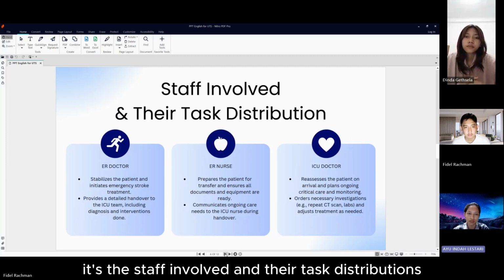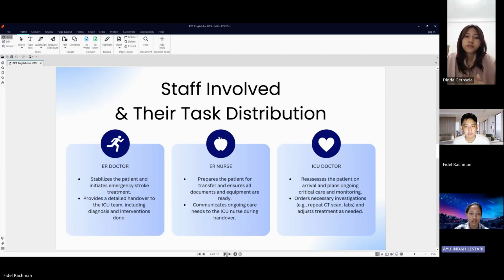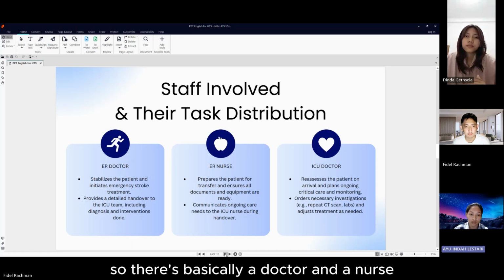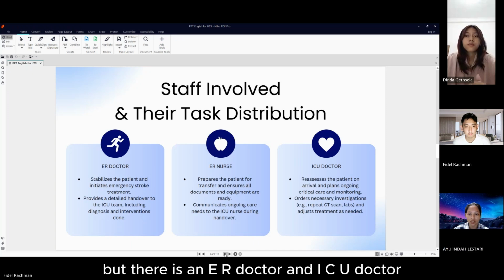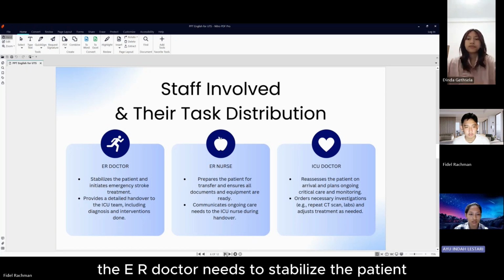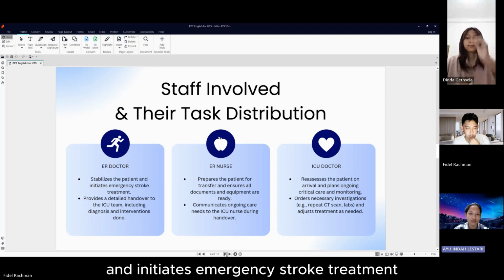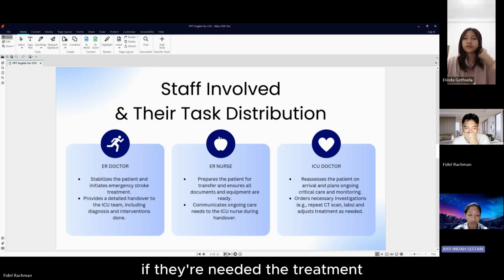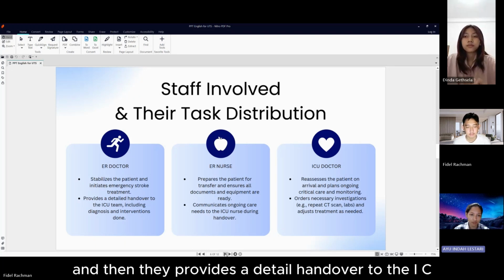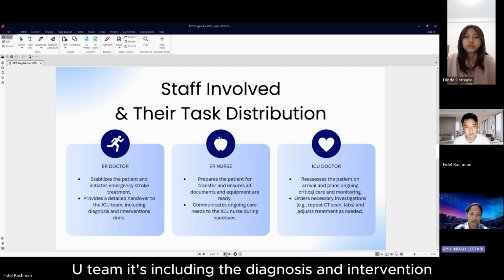It's the staff involved and their task distributions. So there's basically a doctor and a nurse, but there is an ER doctor and an ICU doctor. The ER doctor needs to stabilize the patients and initiates emergency stroke treatment if they need the treatment. And then they provide a detailed handover to the ICU team, including the diagnosis and intervention.